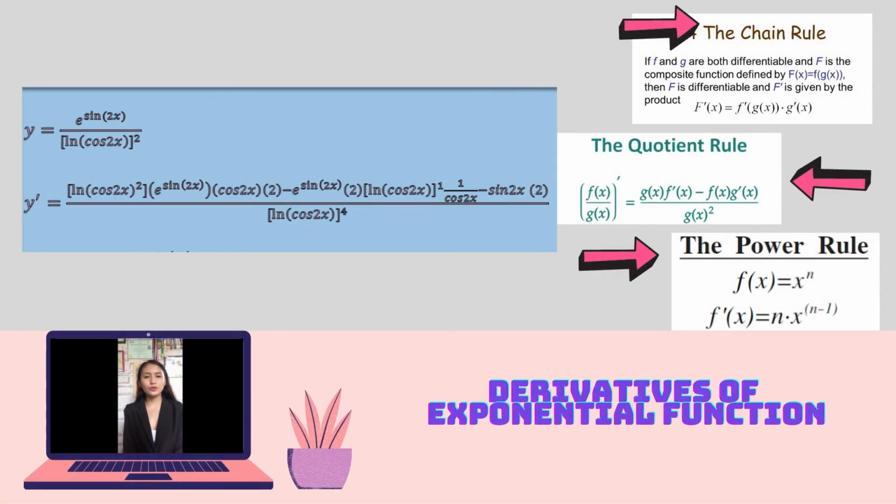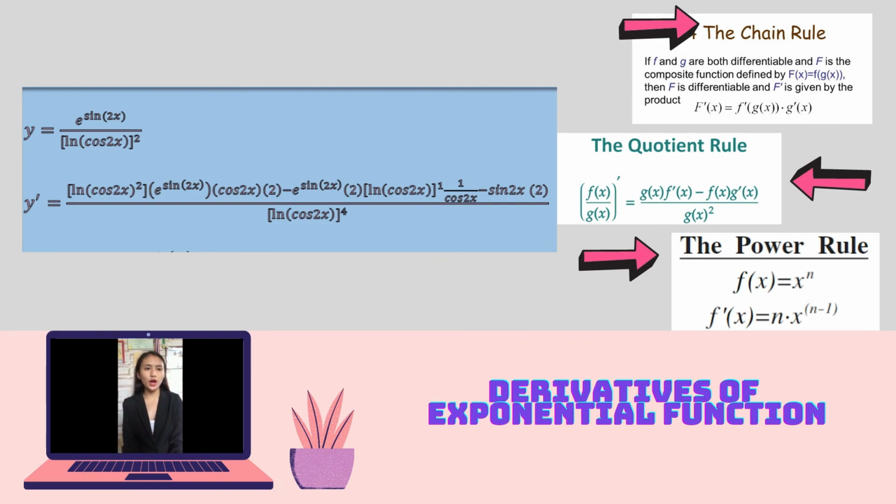So let's move to our third problem. It is a mix of exponential function and logarithmic function. So our problem is y equals e raised to sine 2x over the quantity of ln cos 2x raised to 2. In this equation, we will apply the quotient rule, chain rule, and power rule.